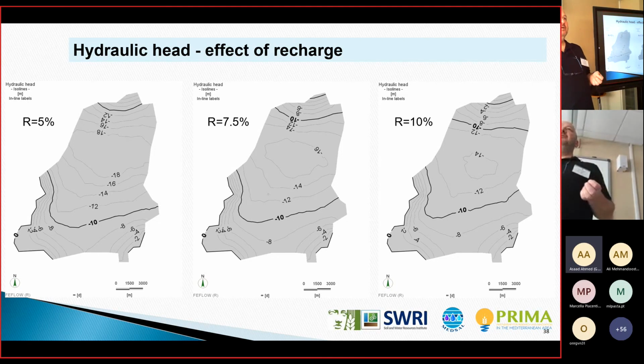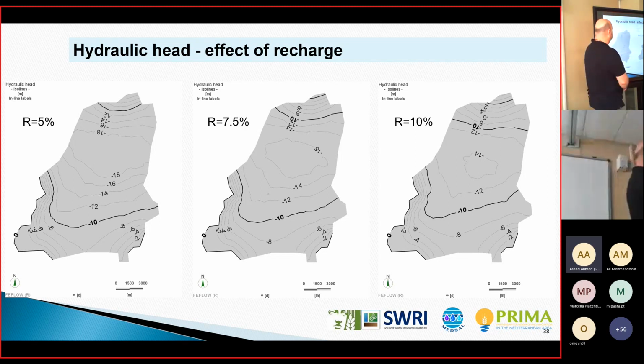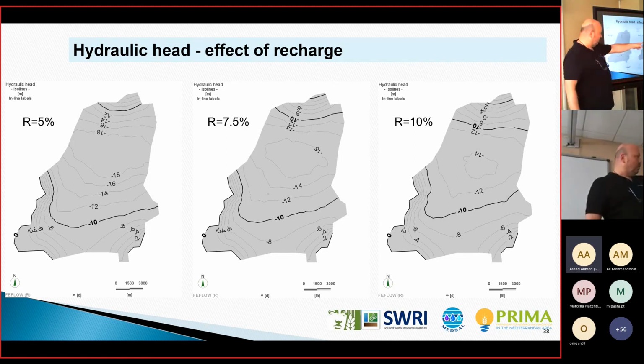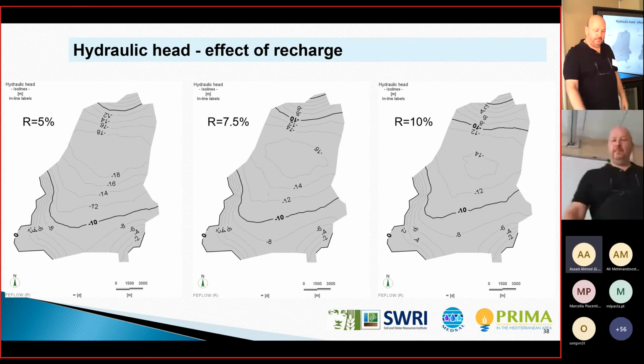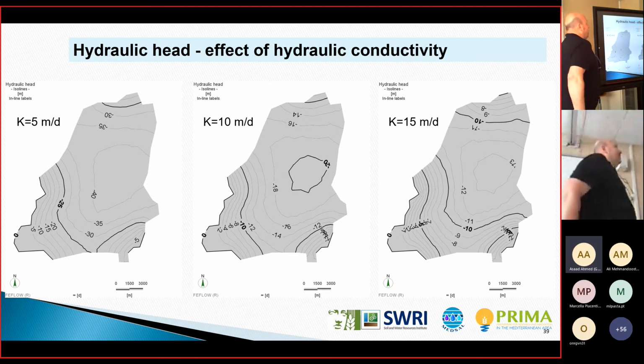Yes? Yes, Maria? Recharges more, so we put more water in the aquifer. So if we put more water in the aquifer, we have a higher head, okay. But what we see also in all these three different simulations is that the hydraulic gradient is negative from the coastline to the center. Can you see that? Yeah. Okay. Good. Perfect.